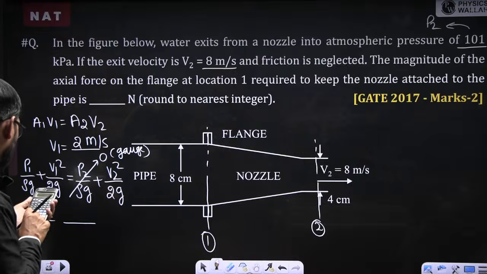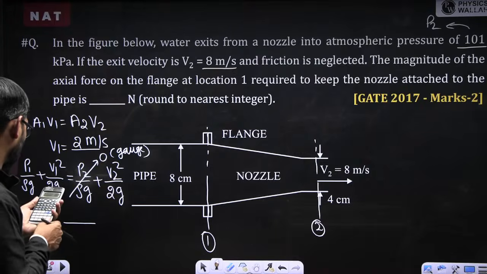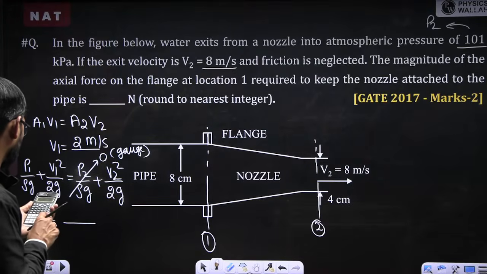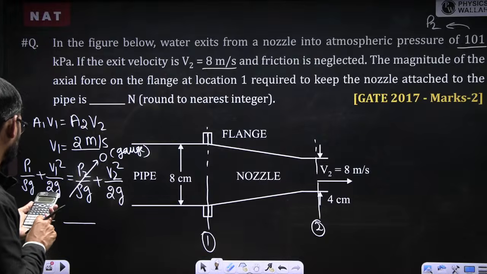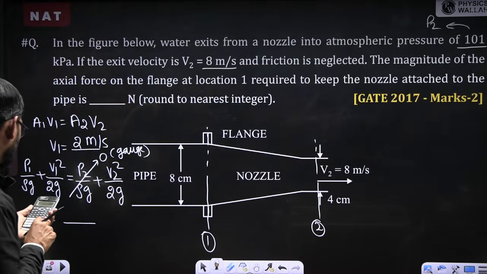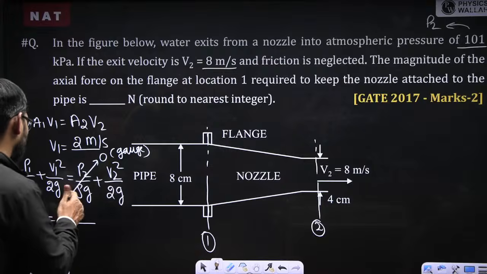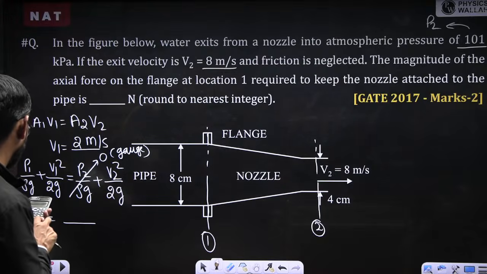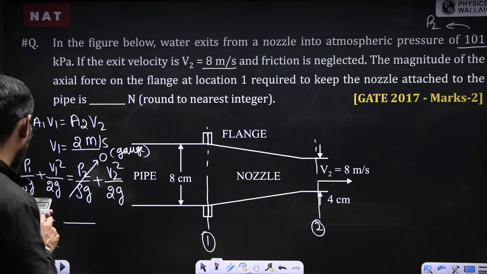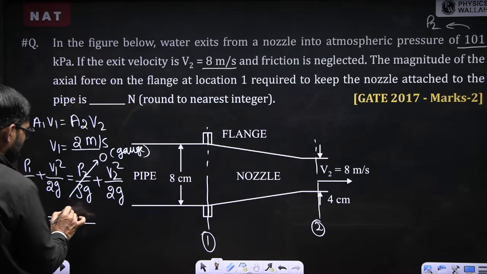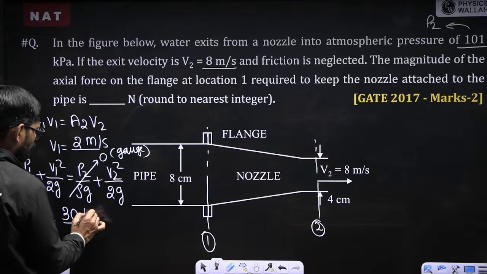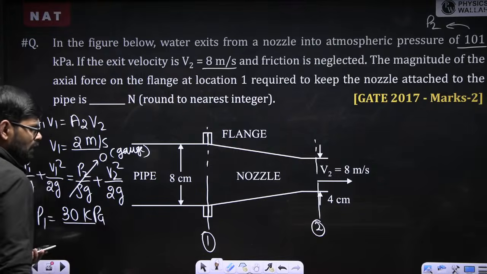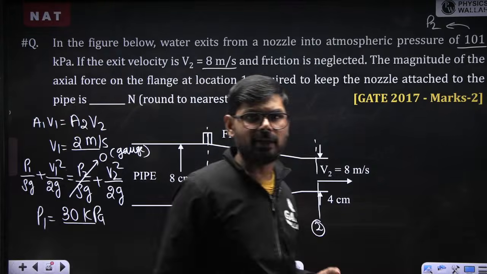minus 2 square. So 60 square, 8 square minus 2 square divided by 2g. G is cancelled out, right? G is cancelled out by 2 into, so 30,000 means 30 kilopascal. 30 kilopascal. Is it correct?